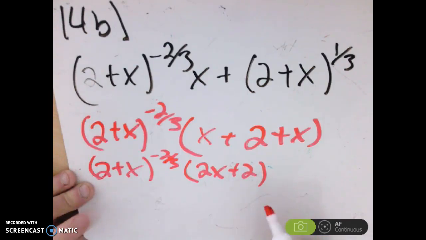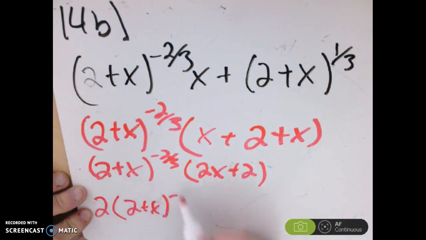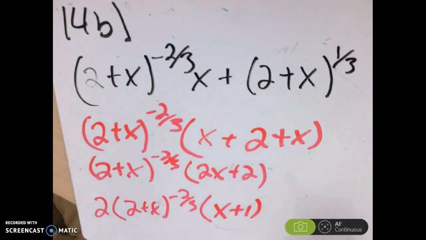And now this is okay, but I see that I have a 2 in both of these terms, so I can take a 2 out if I really want. So I'll be left with 2 times 2 plus x to the negative 2/3 times, I'll be left with x plus 1. Is this much better than this? Not really, but it's a little simpler.